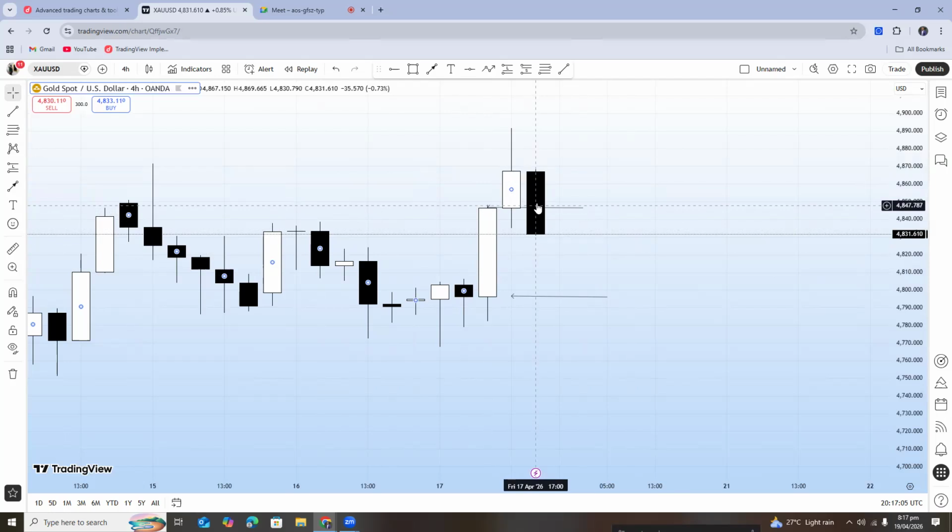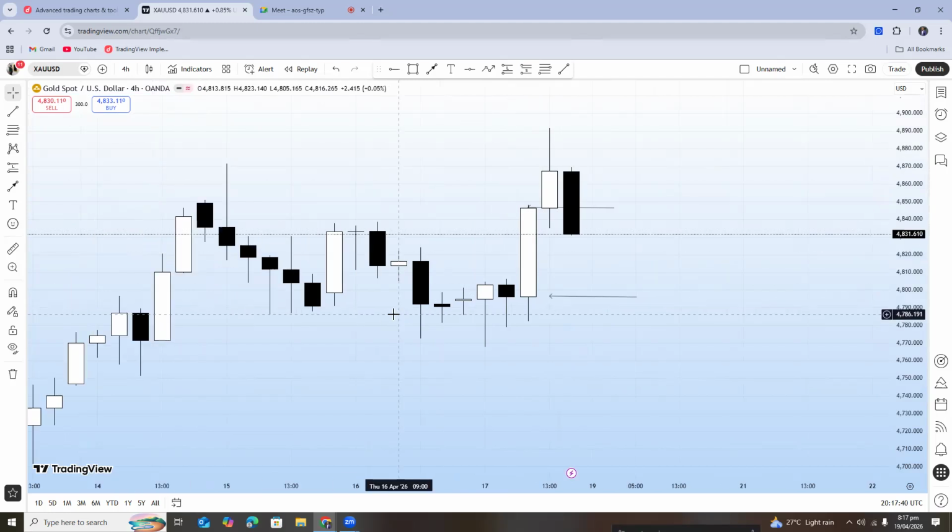The rest, the book will do justice to that. But then we have something here. Aside from the open and the close, we have high and low. Each candle has a low and then a high. For this candle, the high is here and the low is here. The same for the bearish candle: the high is here and then the low is here. Over here, this is the high, and then this is the low. I hope that is clear.